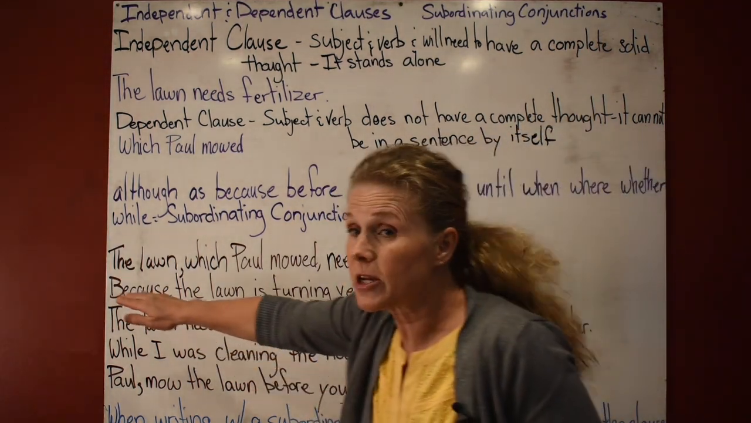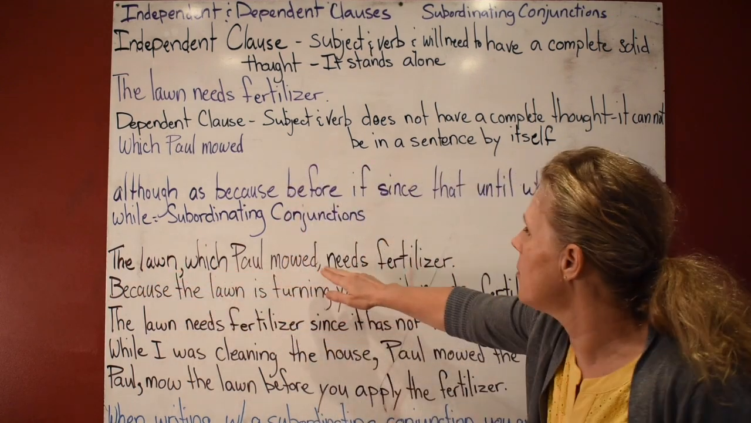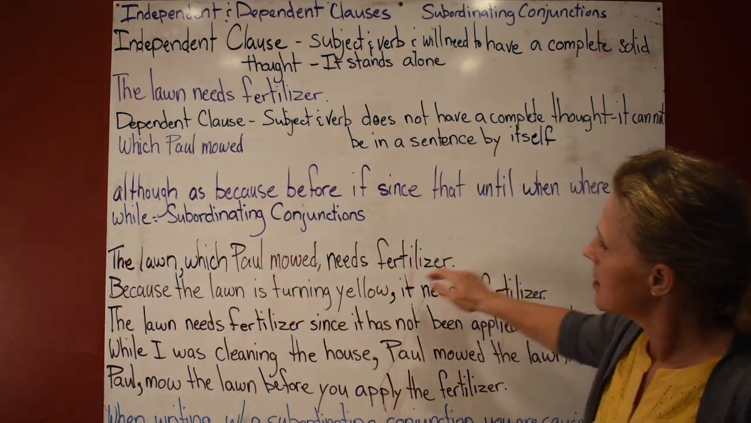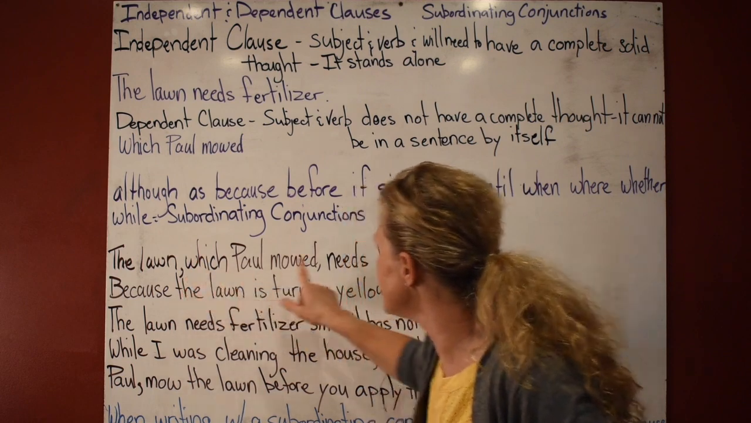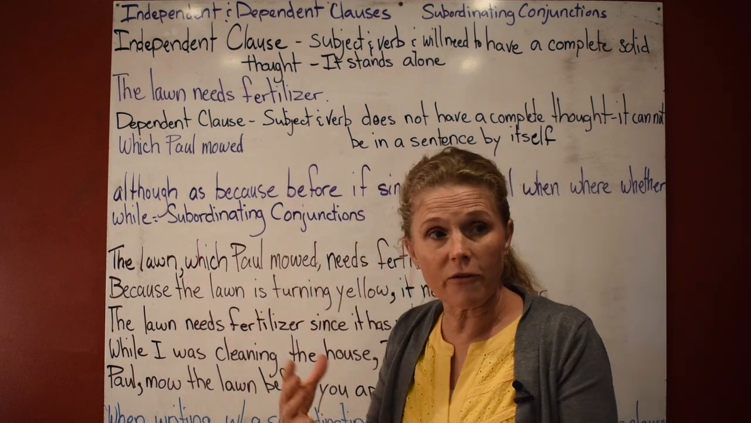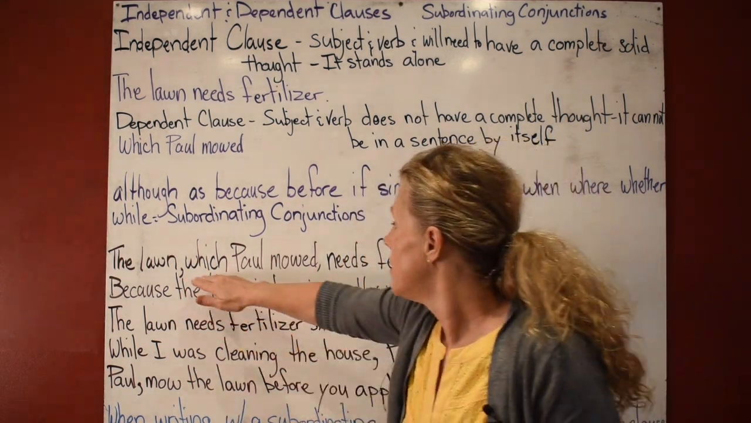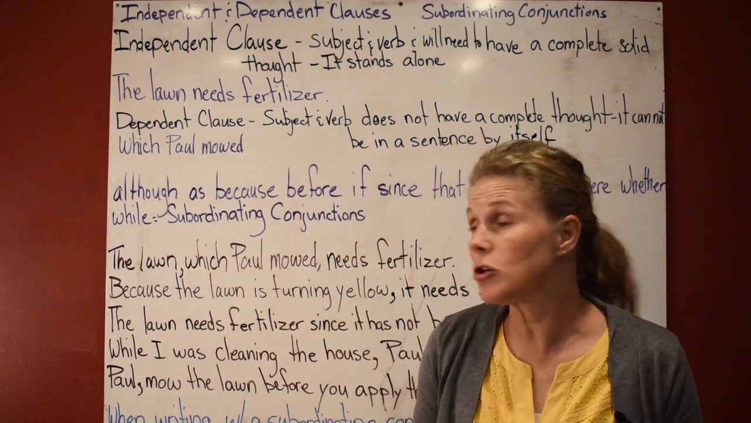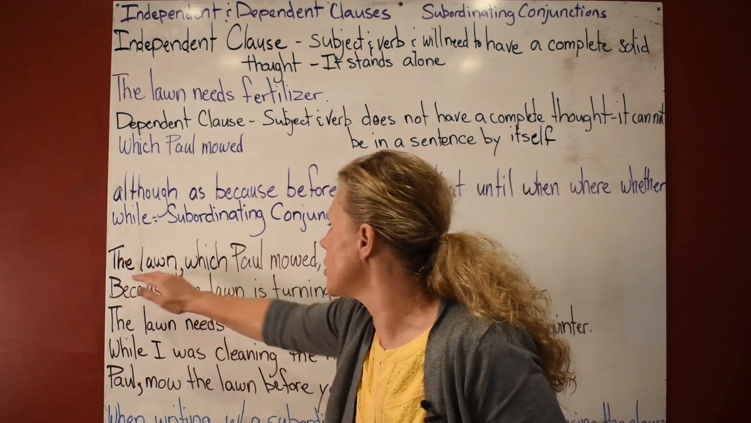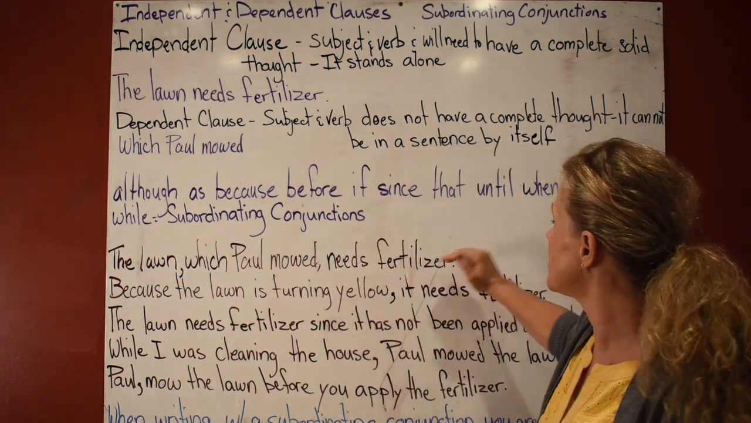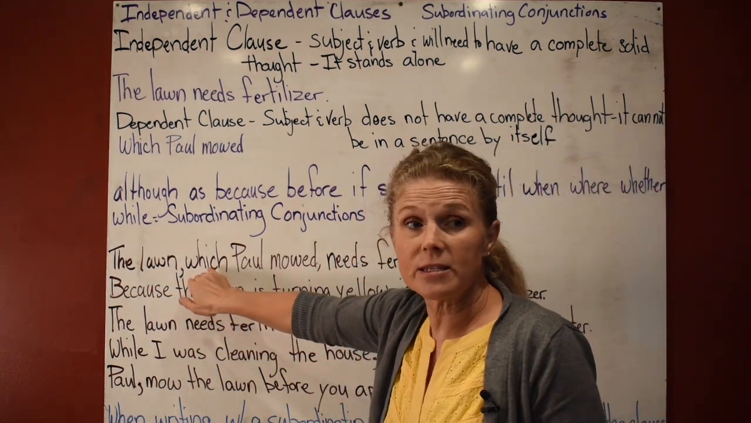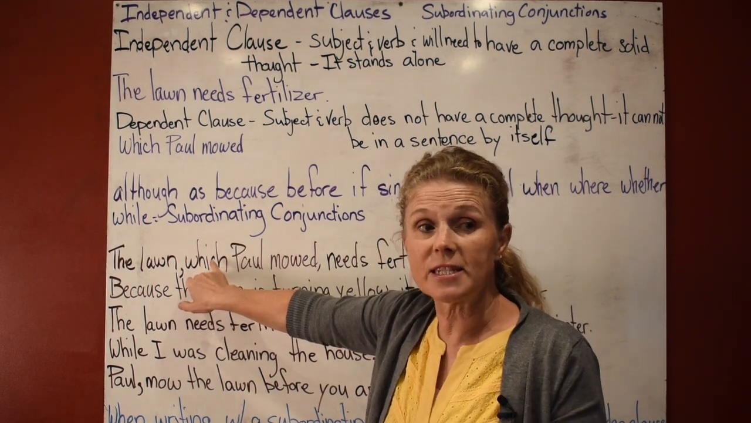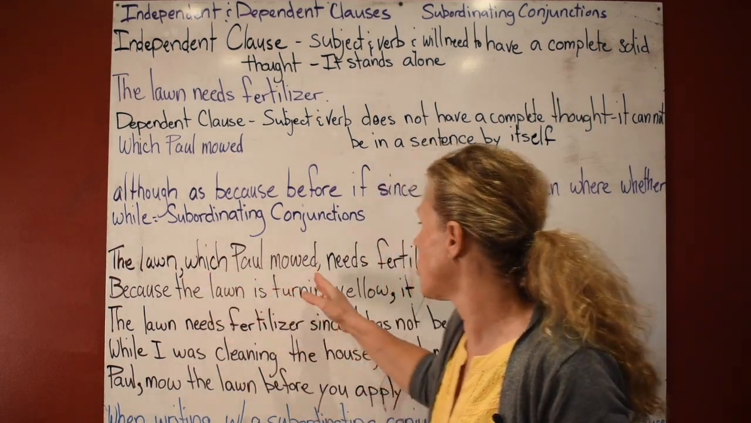Okay, now look at this sentence. The lawn, which Paul mowed, needs fertilizer. See how we put commas in between this? Because remember, if we started off with the word "which," it's considered non-essential, and it needs commas. If we put "the lawn that Paul mowed needs fertilizer," then it's not non-essential, it's an essential word, and we don't comma that.